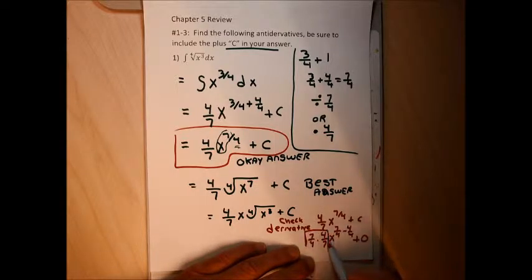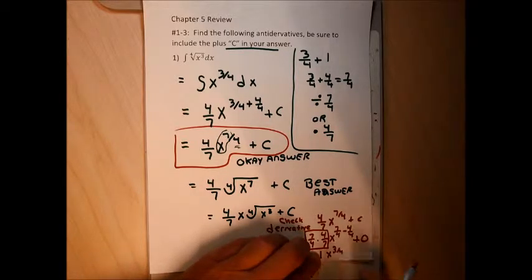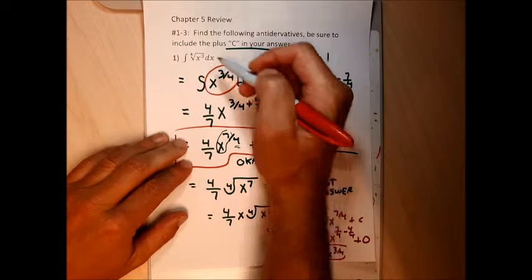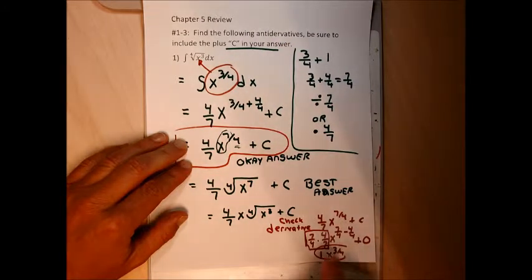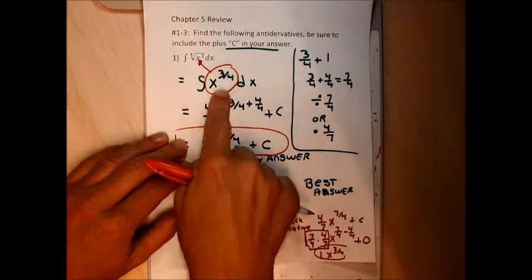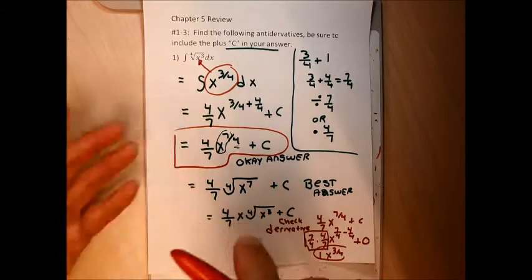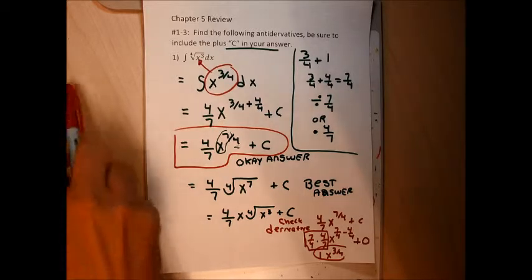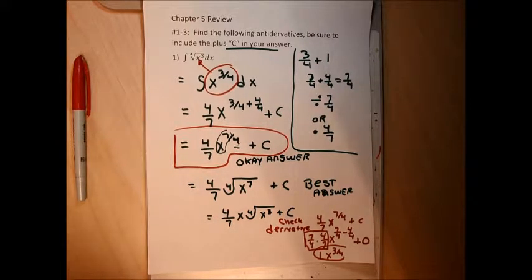This multiplication right here, these are reciprocals, so they multiply out to be 1. My exponent turns into 3/4. So I get 1x to the 3/4 plus 0, which is just 1x to the 3/4. This is equivalent to this, which is equivalent to that. So because the derivative of my answer equals what I integrated, I know my answer is correct. We don't have to go and check every single answer. Otherwise, it's going to take 40 minutes longer to do this video than it needs to.